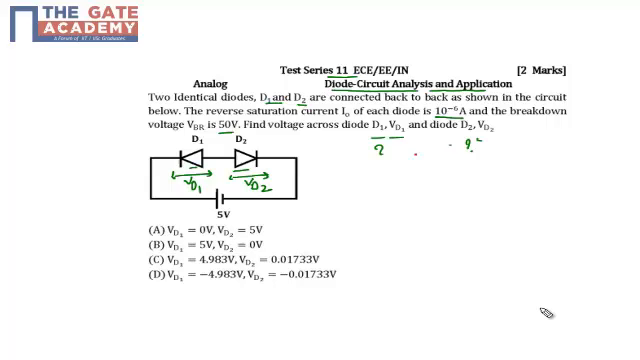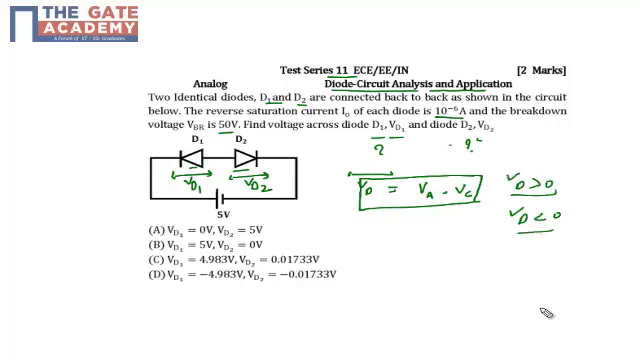You can see in the circuit that D1 is basically reverse biased, because the diode's behavior depends upon the polarity of the voltage drop across it, VD. If VD is greater than 0, the diode is forward biased. If VD is less than 0, the diode is reverse biased. And VD is VA minus VC, where VA is the anode voltage and VC is the cathode voltage.